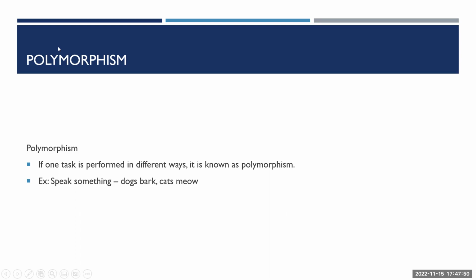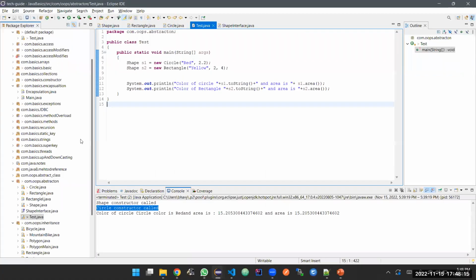This is our third concept in Java OOPS. If one task is performed in different ways, it is known as polymorphism. Meaning, let's say I have one class and I'm using that class for multiple tasks. If that class is able to do those multiple tasks, then that is called polymorphism. This can be better explained by using an example itself.